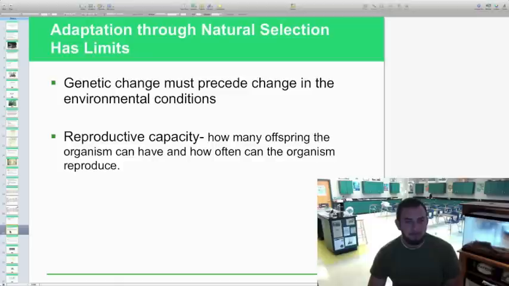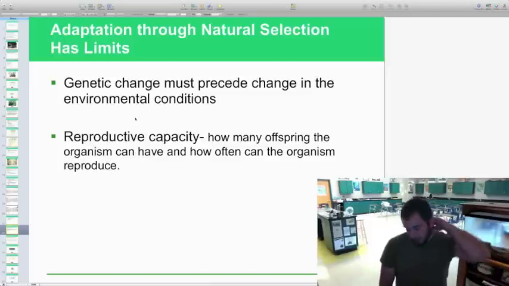All right, adaptations to natural selection do have limits. Genetic change, again going back to mutations, must precede the change in environmental conditions. Because if you don't have those genetics and you don't have those different features about you, then you're not going to be able to adapt to those conditions. Again, not everything is favorable. Not every mutation is favorable to the changing conditions.